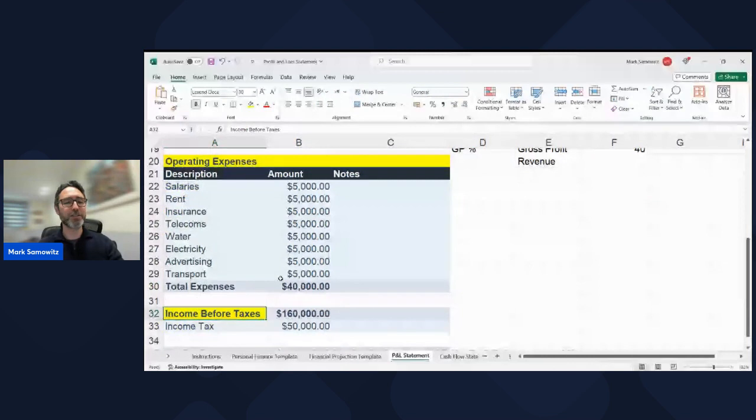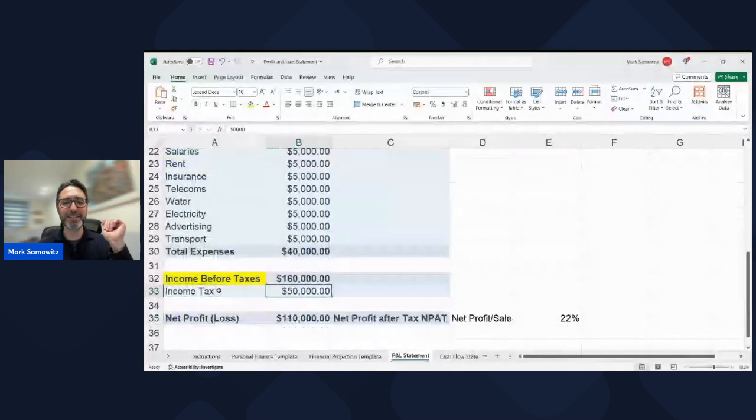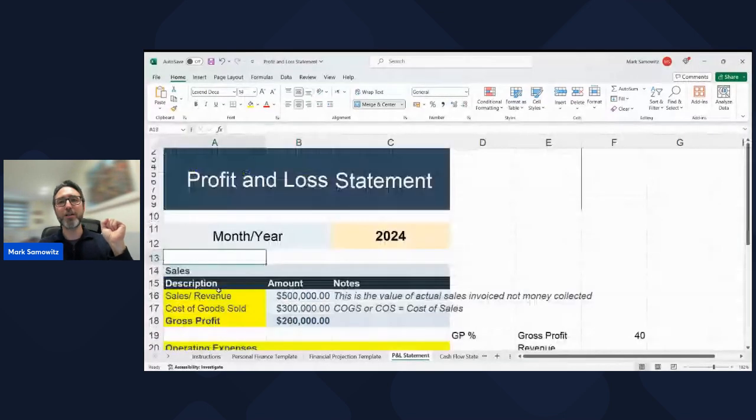Tax, you can't touch that one, decided by government. A percentage of your income before taxes will always go to tax. But we can see now where are the parts in the P&L where we can play a role to cut expenses, to drive revenue harder, to come out at a better and more profitable situation at the end of the period or at the end of the year.